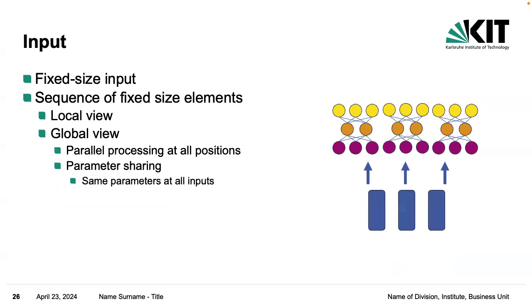Yes. So what I mean by fixed size element is that each of these boxes has to be a vector which has again a fixed size. So it cannot be that this is a vector which has size 5 and this has size 4, because then you cannot apply the same network at all positions. But the length here is independent.